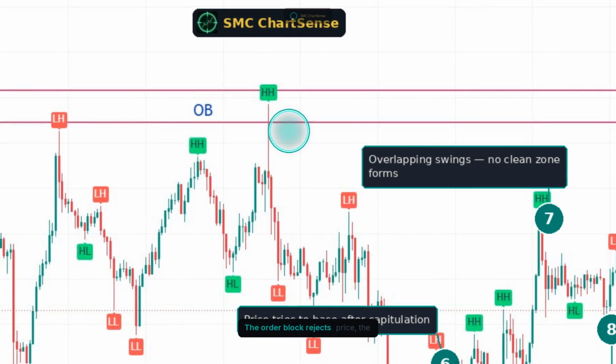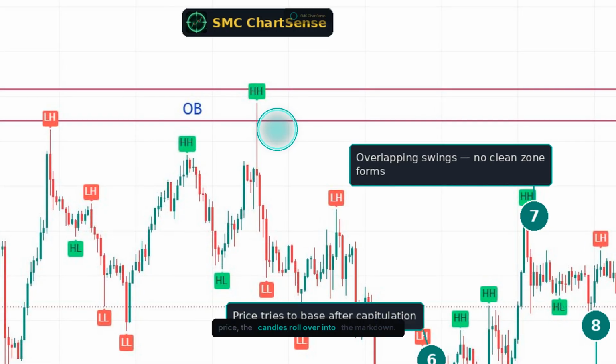The order block rejects price. The candles roll over into the markdown. Everything so far is textbook: a clean ceiling, a clean rejection, a clean start down. That matters because it sets the expectation the chart resolves cleanly at the bottom too. A clean rejection feels like it should hand off to a clean demand zone. The value of this chart is that it breaks that expectation.